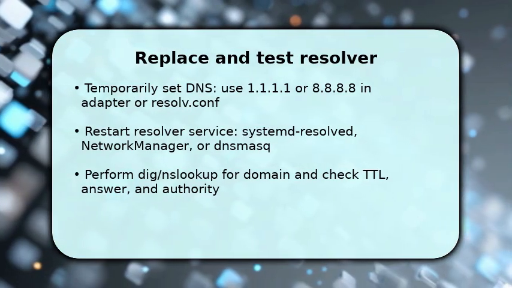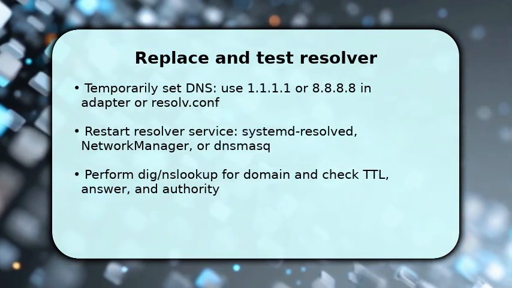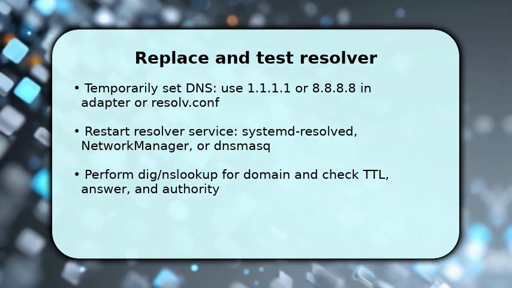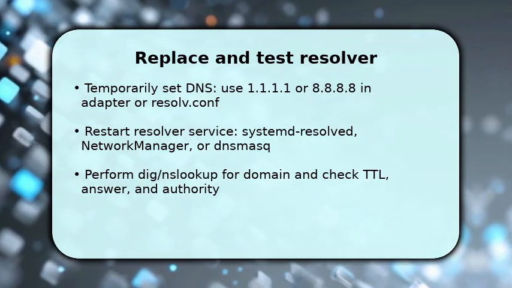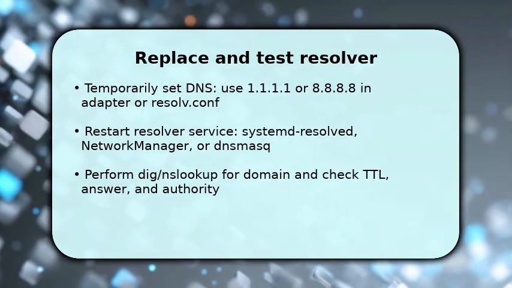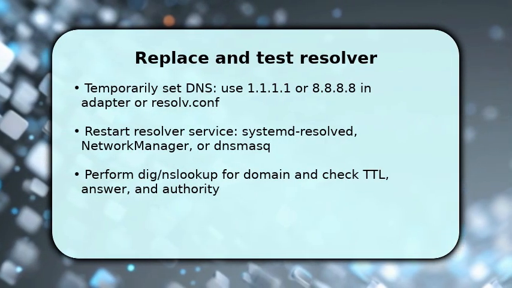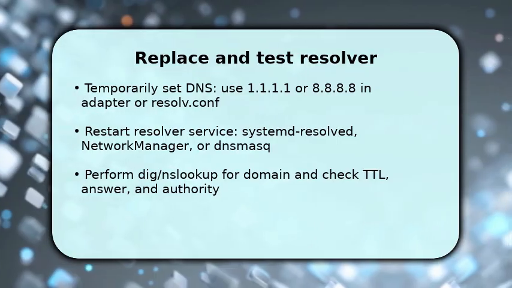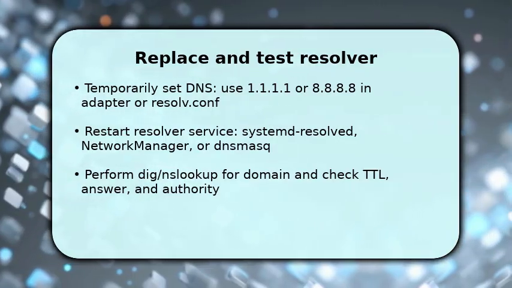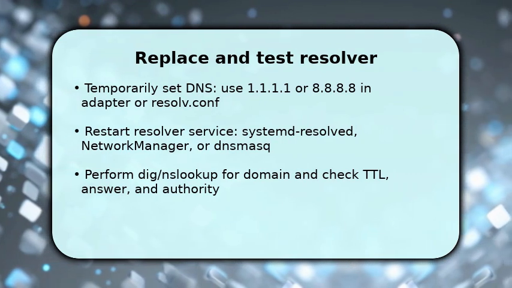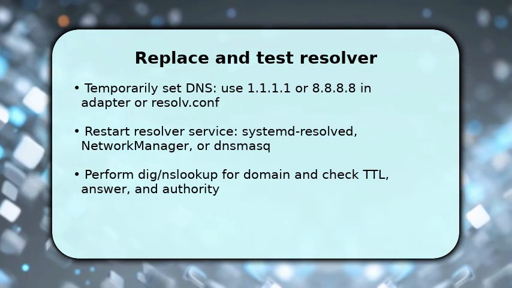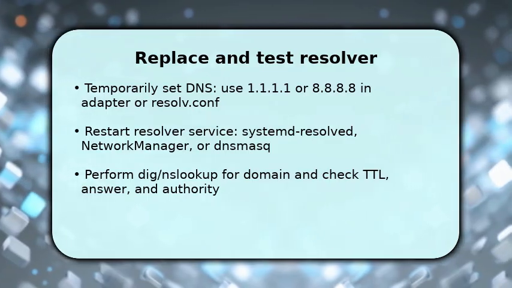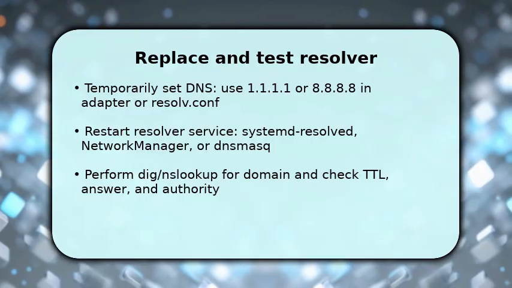Next, replace the resolver to isolate whether the server is the problem. You should change the DNS to a reliable public server like 1.1.1.1 or 8.8.8.8 in the adapter settings or by editing resolv.conf temporarily. This quickly shows if resolution succeeds. Then restart the local resolver or network service so changes take effect, and run dig or nslookup against the target domain to see the full response, including TTL, answer, and which authority responded. This proves whether DNS resolution is restored.